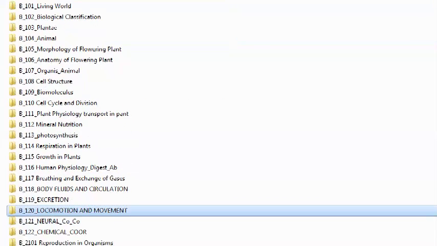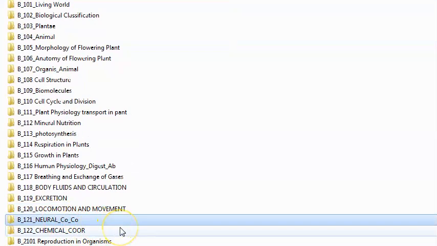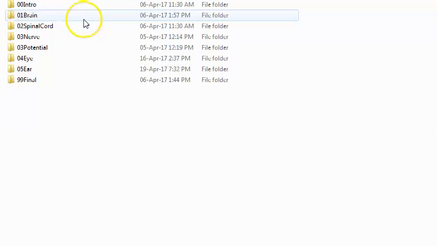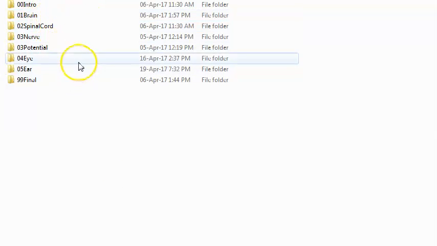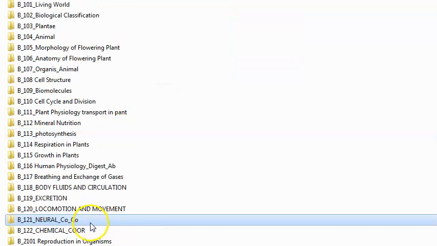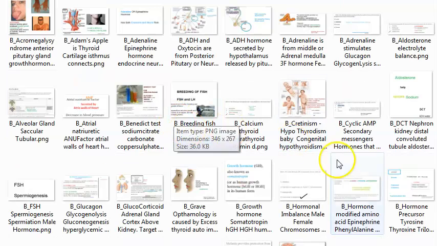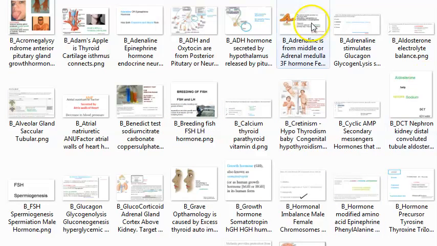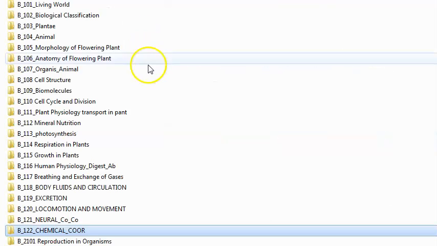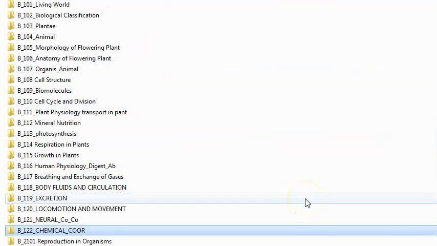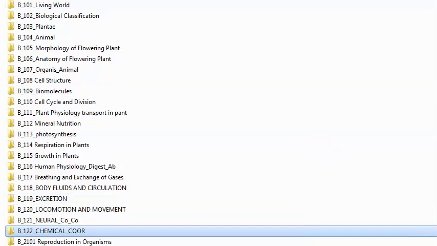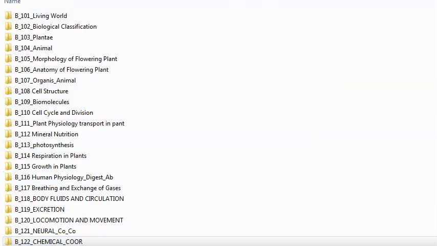Then neural coordination and control, I think. Okay. In this, what will you look at? You will look at the brain, spinal cord, the nerves, the eye, the ear, etc. Then you have the chemical coordination. What is this? Adrenaline, nice, okay. So these are the 11th standard subjects for NEET in biology.